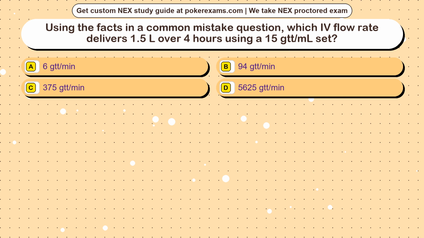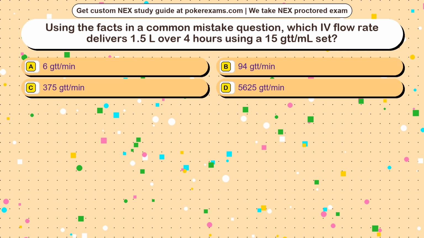Question 16. Using the facts in a common mistake question, which flow rate delivers 1.5 L over 4 hours using a 15 GTT/ml set? Option A, 6 GTT/min. Option B, 94 GTT/min. Option C, 375 GTT/min. Option D, 5625 GTT/min.